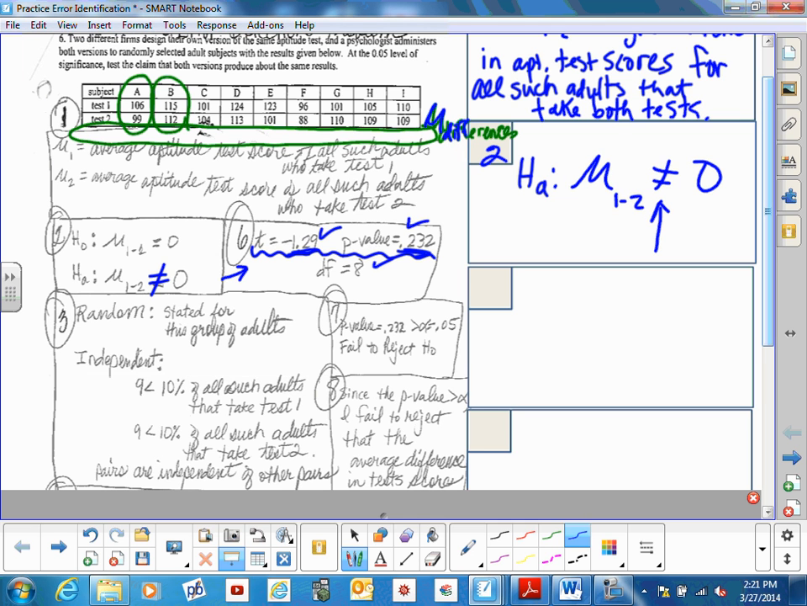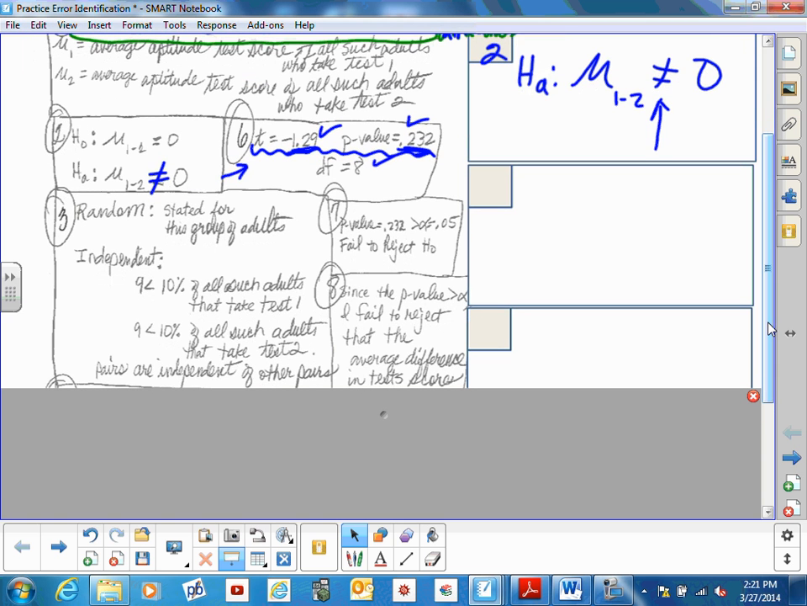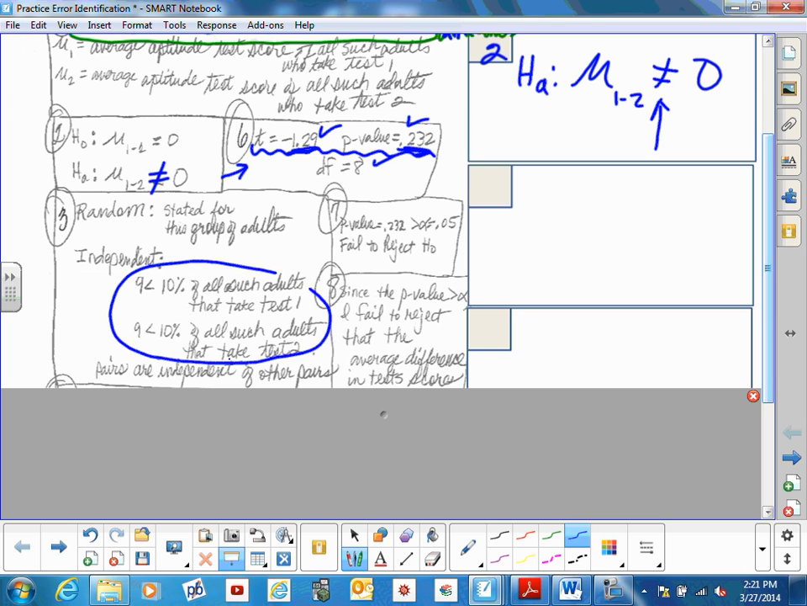And if you emphasize that that's the thing you fixed, that would be totally awesome. Okay, everything is awesome. So random is stated for this group of adults. Is that good? Yes. Okay, yeah, it is about one set. Look here at the independent. What's bad about this? This is about 2 separate groups.